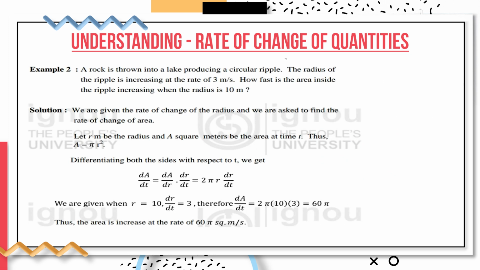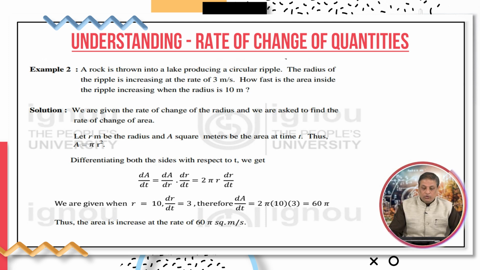The next problem over here is example number 2. It is said that a rock is thrown into a lake producing a circular ripple. The radius of the ripple is increasing at the rate 3 meter per second. How fast is the area inside the ripple increasing when the radius is 10 meter? So, just by reading the question, there are two important observations: that a rock is thrown into the lake, so circular ripples are produced. And second important observation, the radius of the ripple is increasing at the rate of 3 meter per second.